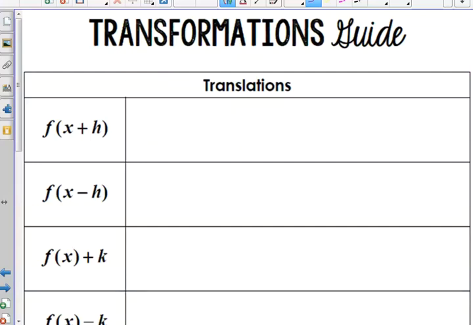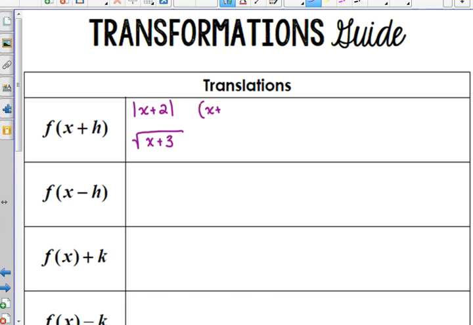to see what they really look like. That first one, f of x plus h. So let me give you some specific examples of what we're looking at there. That was the first example that we did yesterday. The absolute value of x plus 2. If it were a square root function, that could be the square root of x plus 3.